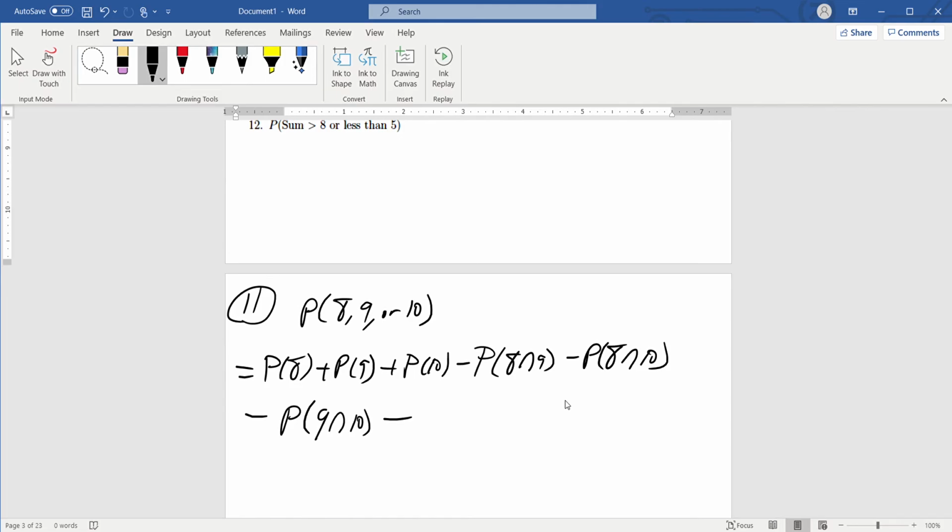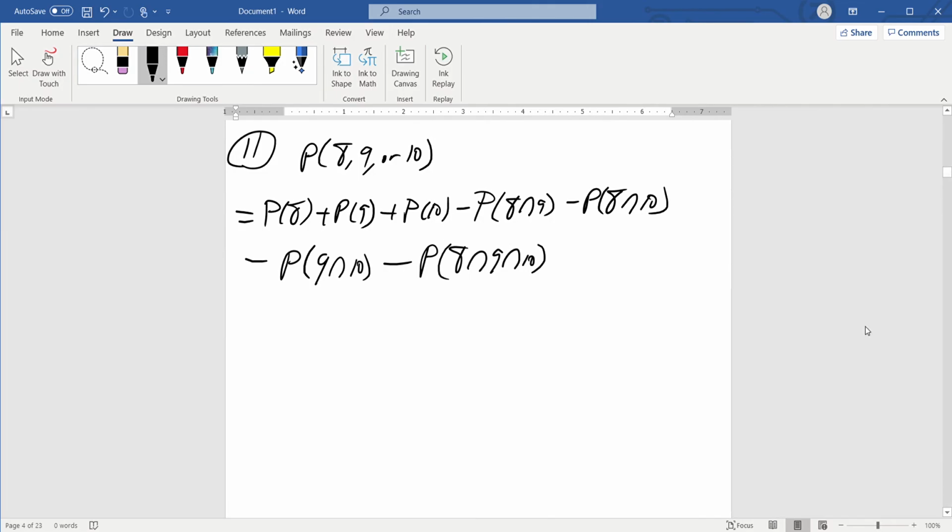I have a 10 and an 8. I have a 10 and a 9. I would not do 10 and 10 because I need two different. So then I would also have all 3. Okay, so these are all the probabilities I'm going to need to find. So they'll all be out of 36.